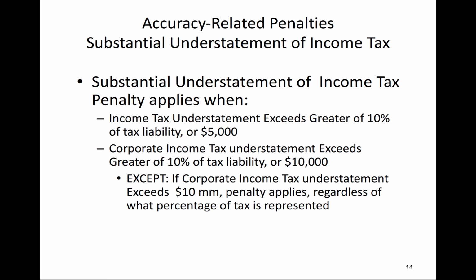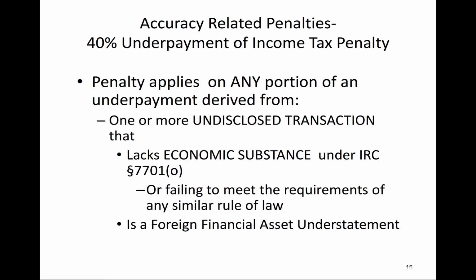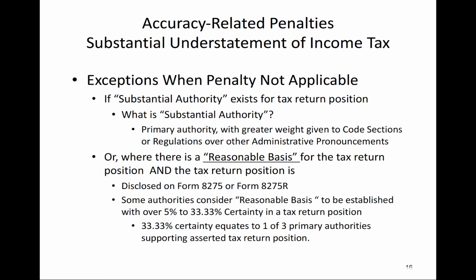Substantial understatement. You can look at the substantial understatement rule here. I'm not going to go into it because it's very specific, but we're talking about understatement of income, items that are obviously going to create more tax. And then obviously there's going to be substantial overstatement as well. We'll talk about that. This is a 40% underpayment of income tax penalty. We're still talking about substantial understatement.